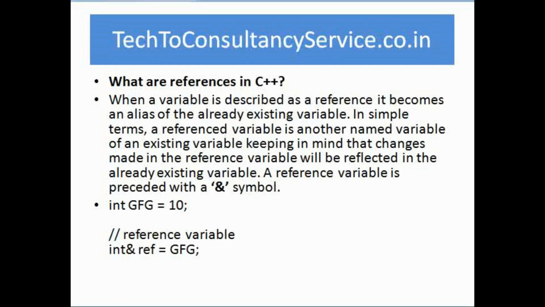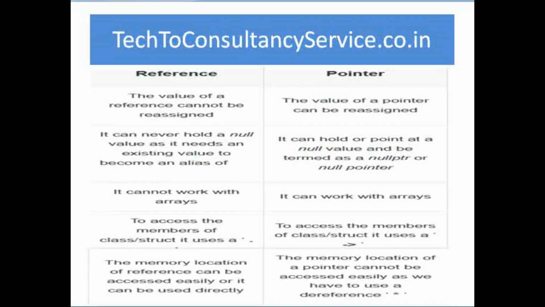So this is the syntax and this is how we use it. Now let's find the difference between a reference variable and a pointer variable. The value of a reference cannot be reassigned, while the value of a pointer can be reassigned. A reference can never hold a null value as it needs an existing variable to become an alias of, while a pointer can point at a null value and be termed a null pointer. A reference cannot work with arrays, while a pointer can work with arrays.